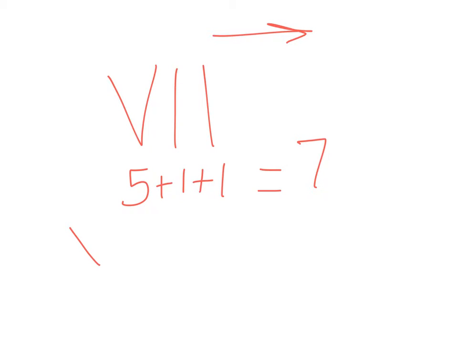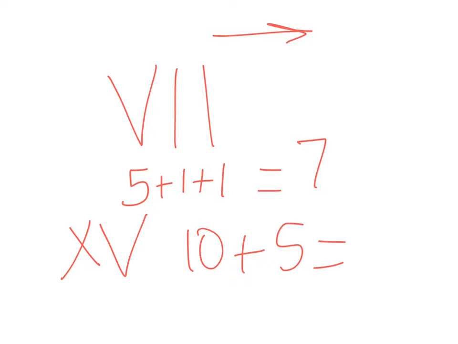The other rule is if a smaller number is placed to the right of a larger numeral, then we add the smaller value to the larger value. So the V equals 5, and this is 5 plus 1 plus 1, and that equals 7. If you had XV, which is 10 and 5, it's 10 plus 5, and that equals 15.